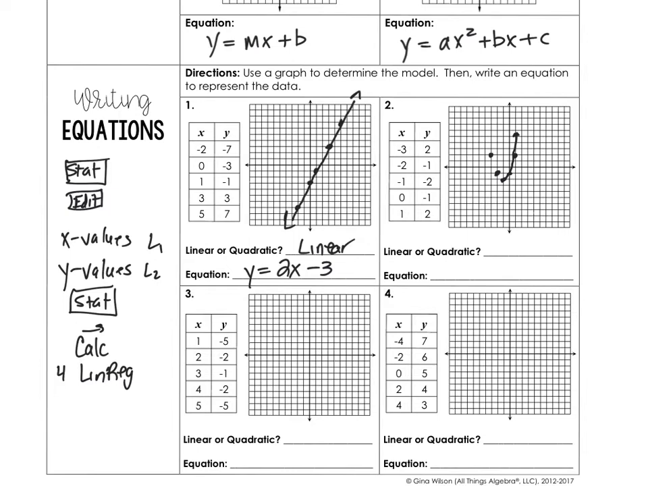That line is too wonky. I just can't accept that. Okay, so this sure does look like a parabola. So this is a quadratic graph.